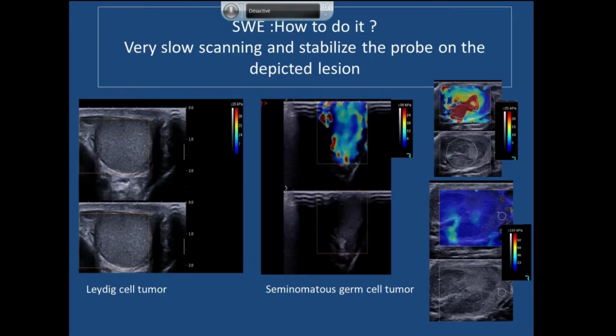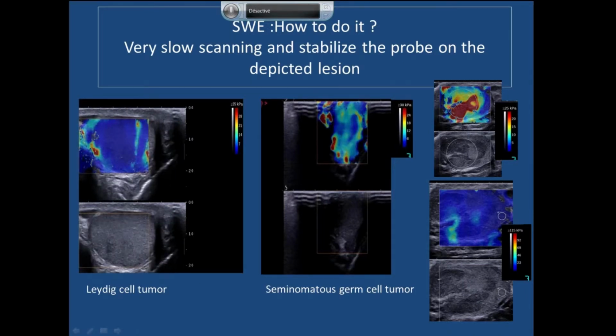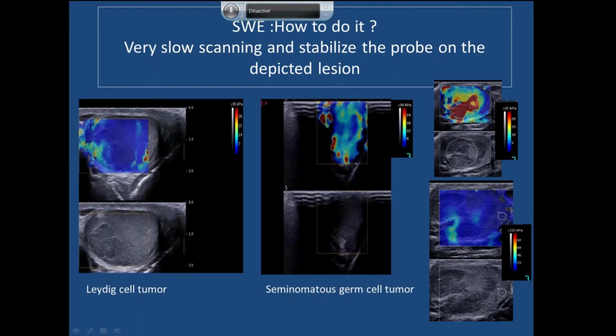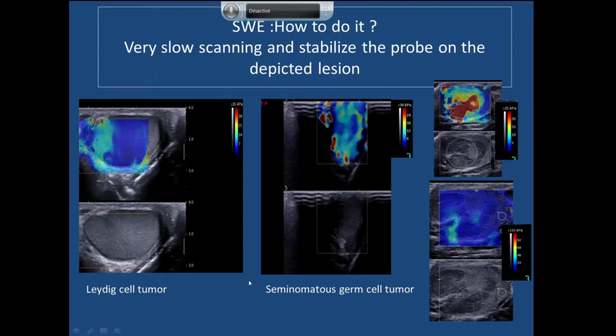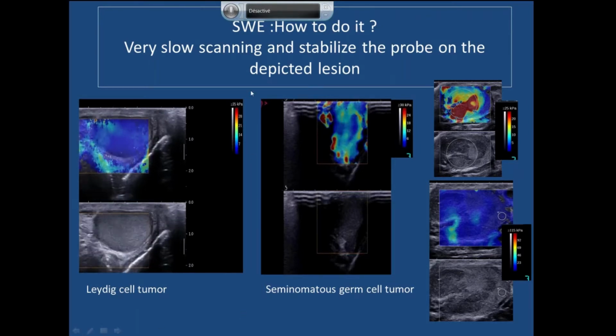And how to do it? Well, this is an example. First, if you have a lesion on a heterogeneous testis, you may perform a very slow scanning with shear wave elastography, like for this example of a Leydig cell tumor. You can see this lobulation, and be careful of the scale.